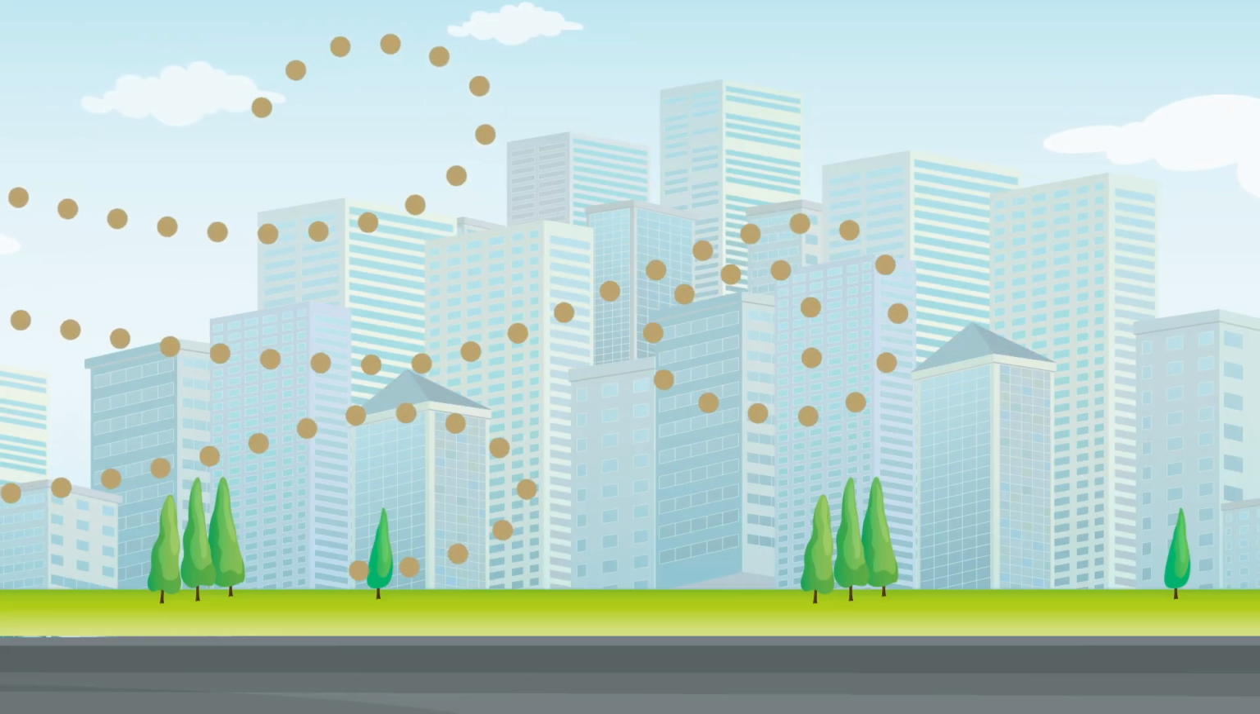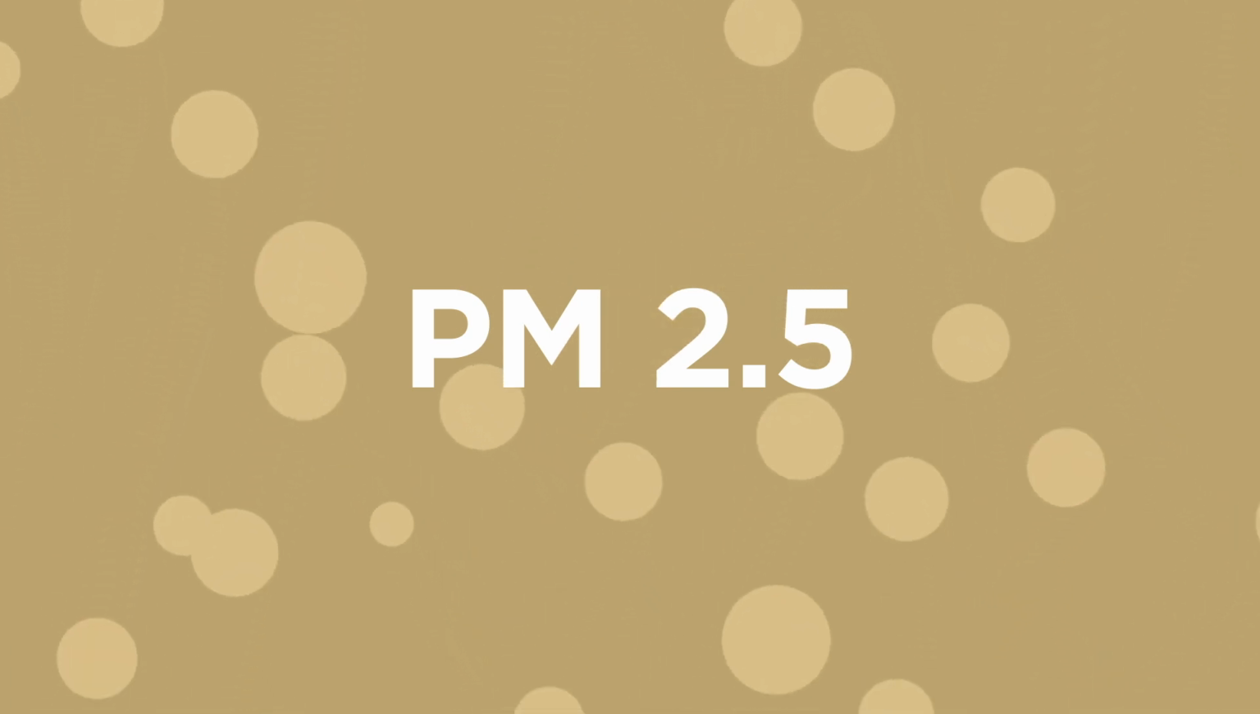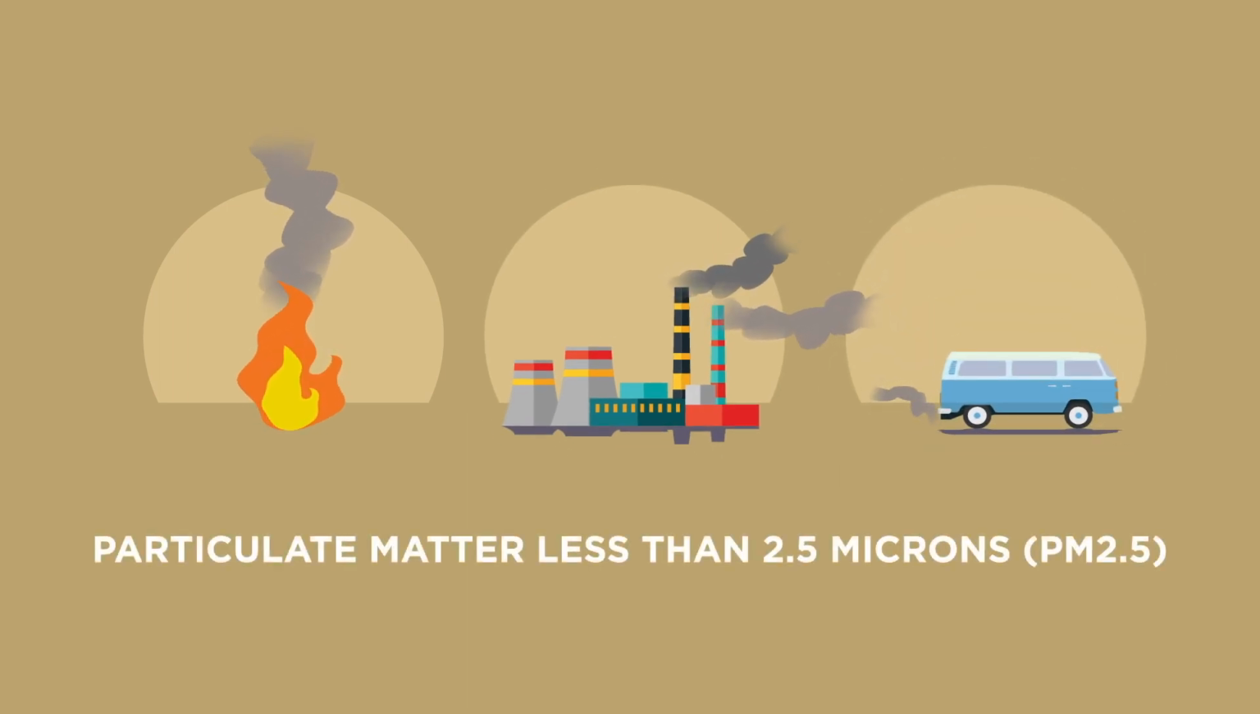Outdoor pollutants include fine particulate matter less than 2.5 microns in diameter, also called PM2.5. This particulate matter can penetrate deep into the lungs when inhaled. PM2.5 comes from a variety of sources, including fires, power plants, and vehicle exhaust.